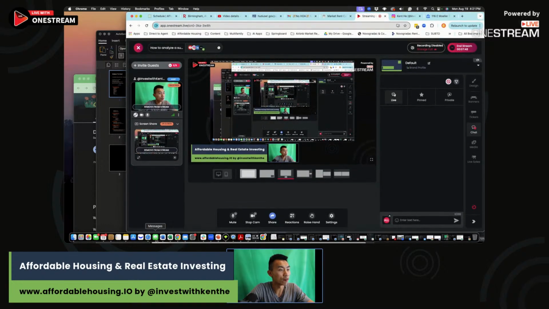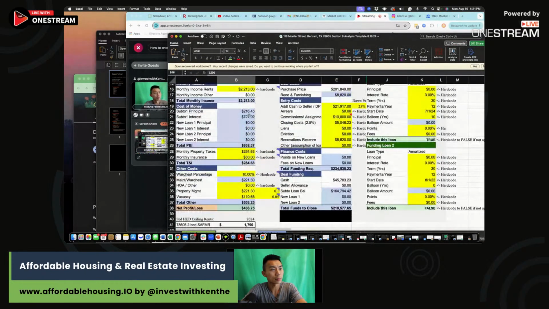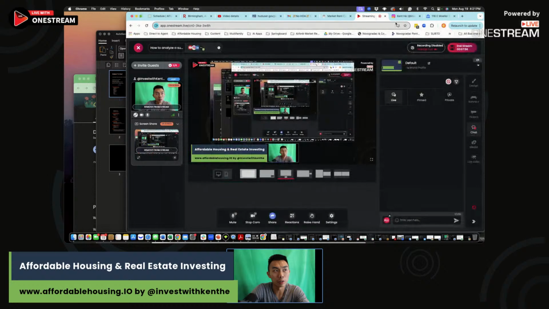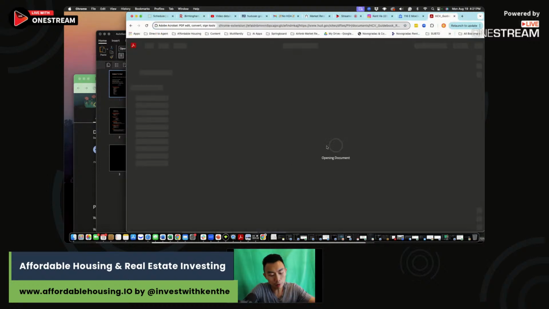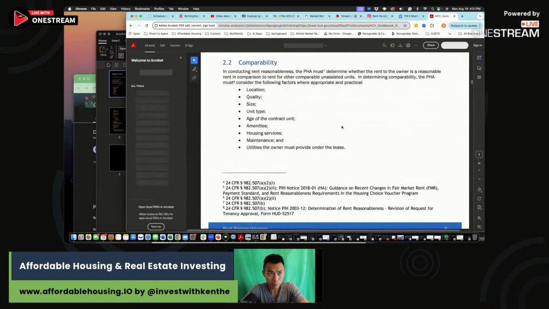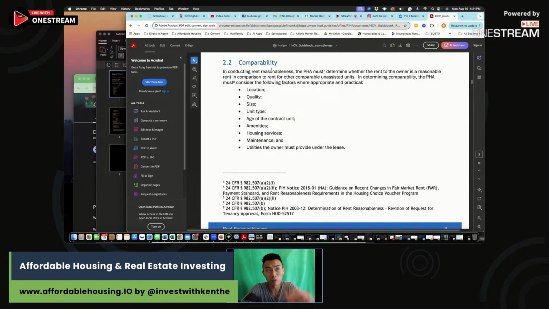So let's finish up this analysis. I'm using 1,400 because that is the lower number of the two. In case you're wondering why I'm using the lower of the two, it's because of a test called the rent reasonableness test. You will see in Section 2.2 of the Housing Choice Voucher Program Guidebook, HCV is what Housing Choice Voucher is, previously known as Section 8, it talks about rent reasonableness.